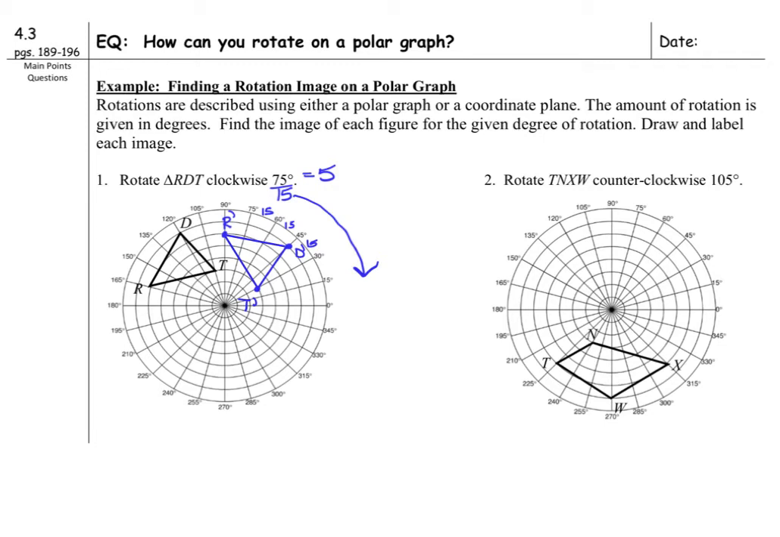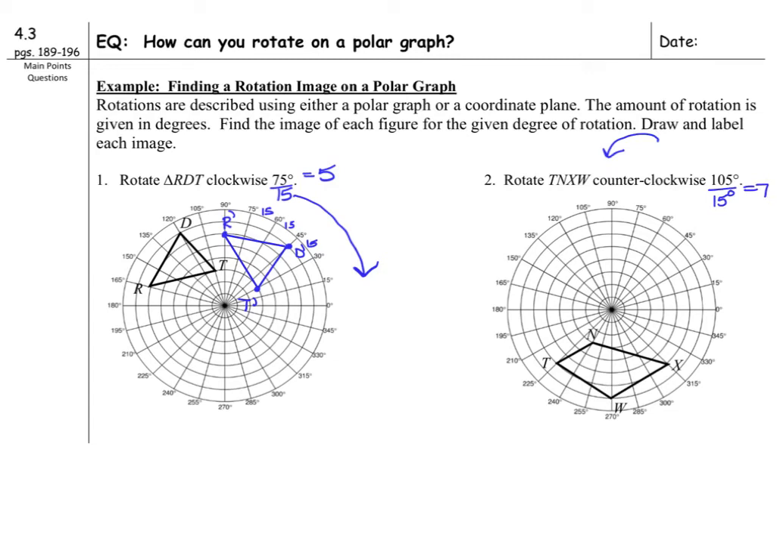Now we're going to do the same thing with this quadrilateral, but we're going to be rotating it counterclockwise. So counterclockwise would be going the other way, and we are going to rotate it 105 degrees. So we need to figure out how many rotations that is by looking at the scale. So the scale, again, still goes by 15. So how many rotations is 105 degrees? If I divide 105 by 15, because that's what the scale is, that's going to give me 7, which would be 7 rotations.